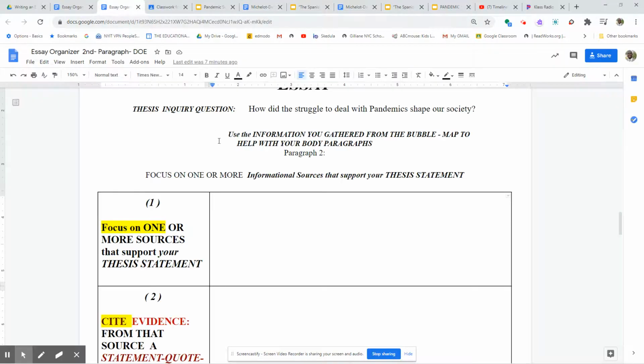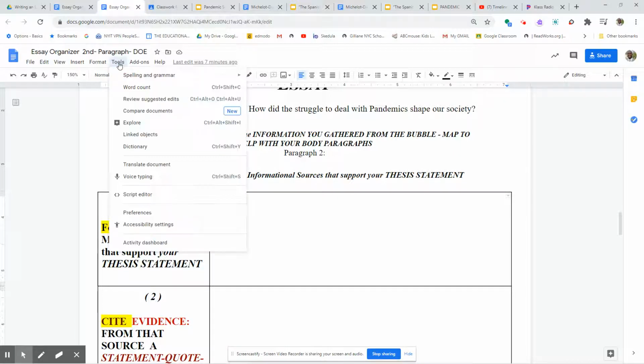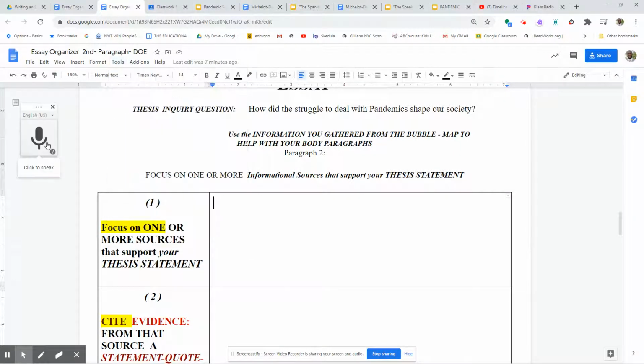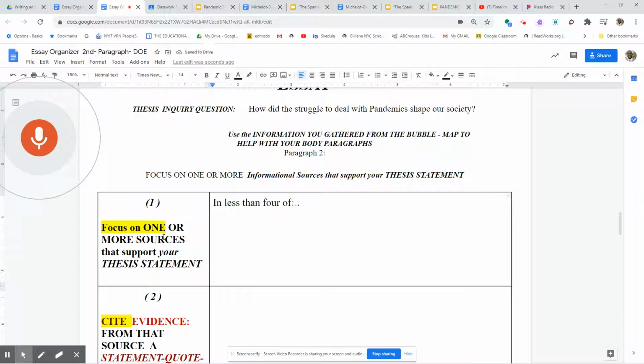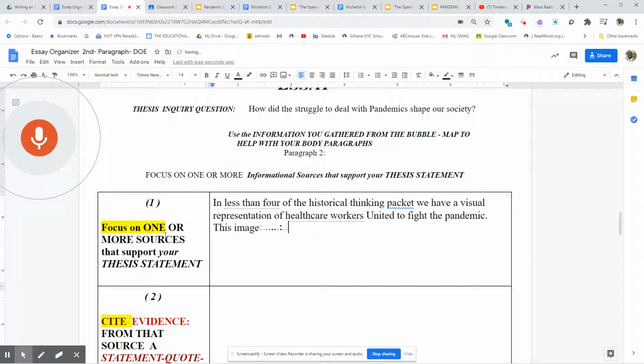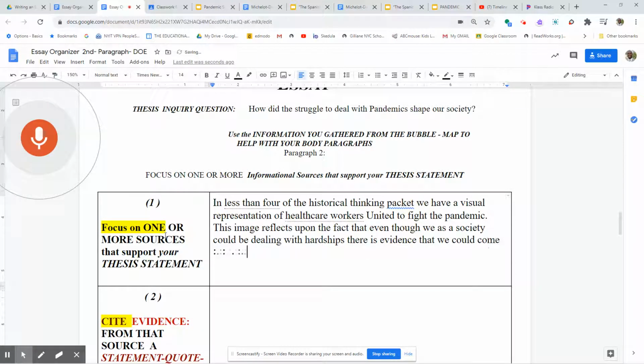So if I go back to the second paragraph, I would simply type this or voice type it. In lesson 4 of the historical thinking packet, we have a visual representation of healthcare workers uniting to fight the pandemic. Period. This image reflects upon the fact that even though we as a society could be dealing with hardships, there's evidence that we could come together and work together to solve a common goal. Period.